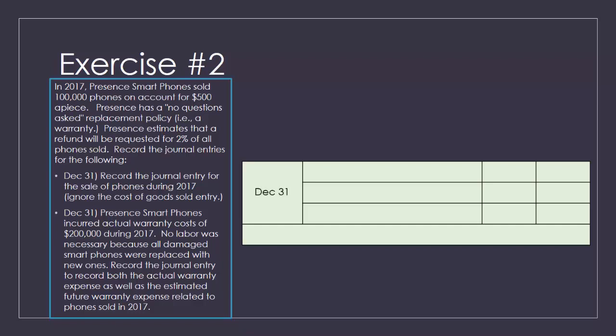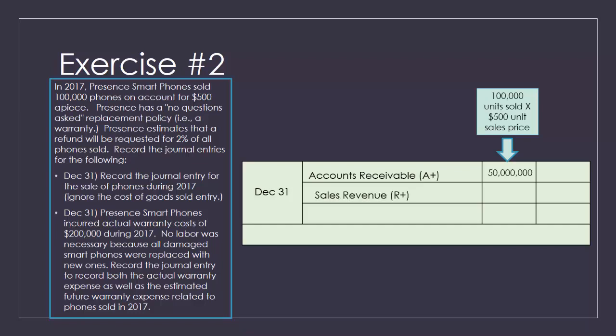These again are on account, so our debit is going to be to accounts receivable. And we figure out how much to debit by taking the number of units that we sold during the period and multiplying it by the unit sales price. If we sold 100,000 phones and we sold them for $500 a piece, that means we're going to make $50 million owed to us at this point, and we record it under sales revenue. So just like any sale on account entry, it is a debit to accounts receivable and a credit to sales revenue. We recorded our 2017 credit sales.